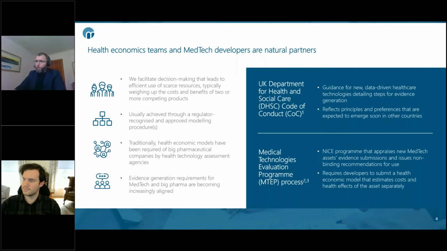When it comes to the Medical Technologies Evaluation Programme, which is run by NICE, this is an interesting case because here in the United Kingdom, we essentially have a case where NICE are putting these principles laid out by the Code of Conduct into a form of practice, whereby there is this process where NICE can appraise new medtech devices and their respective evidence submissions, and issue guidance potentially useful for encouraging wider, broader, more consistent uptake for medtech assets, albeit in a non-legally binding sense.